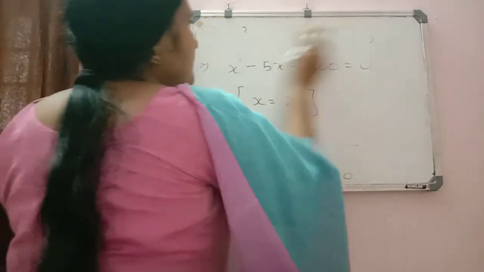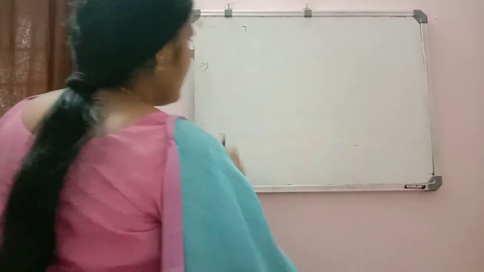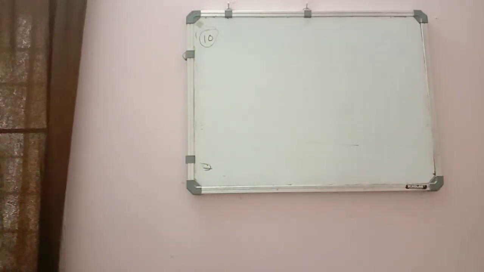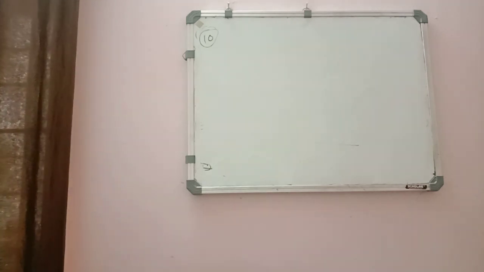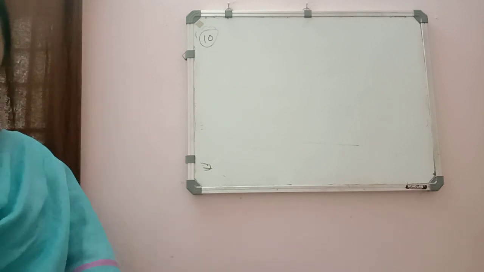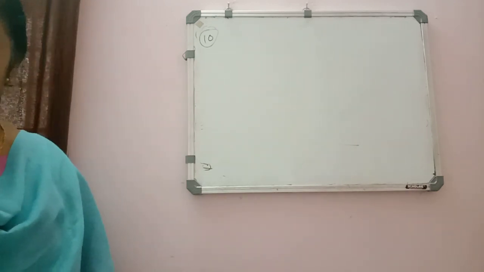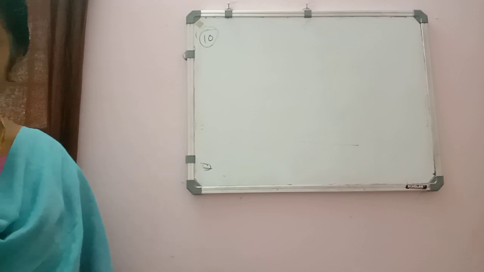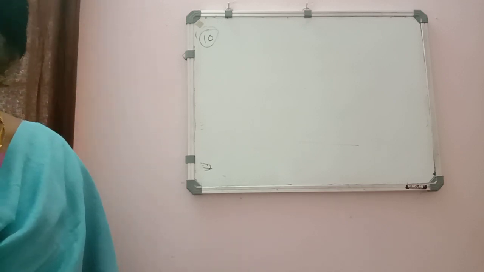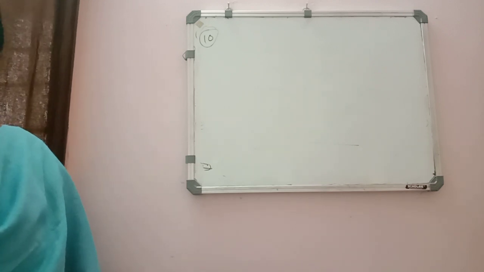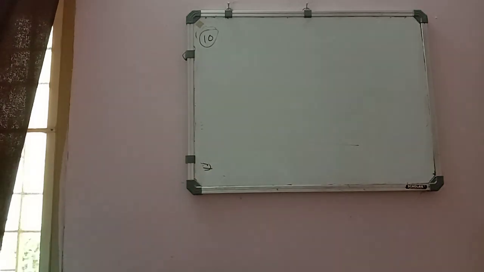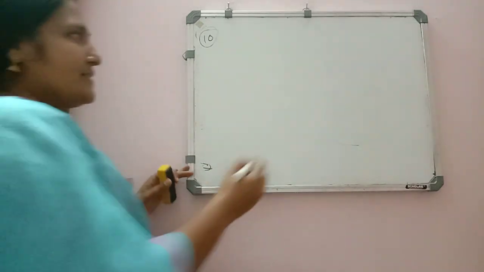Now next question, question number 10. In this question it was written, a person on tour has 360 rupees for his expense. You just imagine yourself, you are going for a tour and you have 360 rupees with you. If he extends his tour for 4 days, he has to cut down his daily expenses by rupees 3. Okay. You are going for a tour with 360 rupees in your hand.